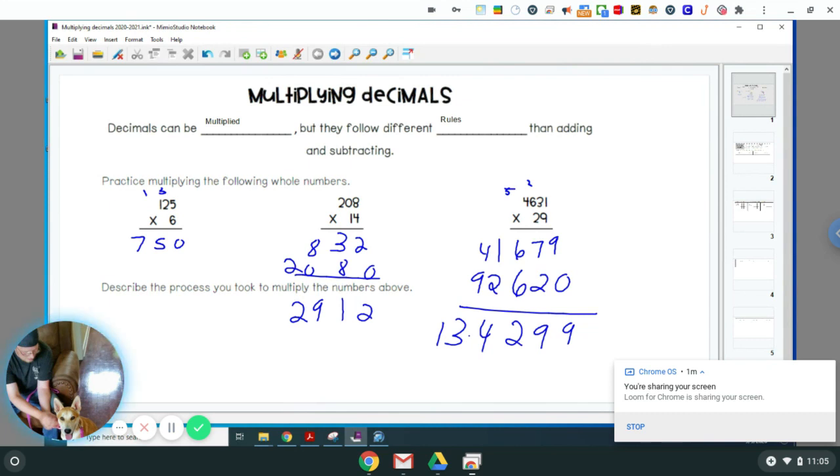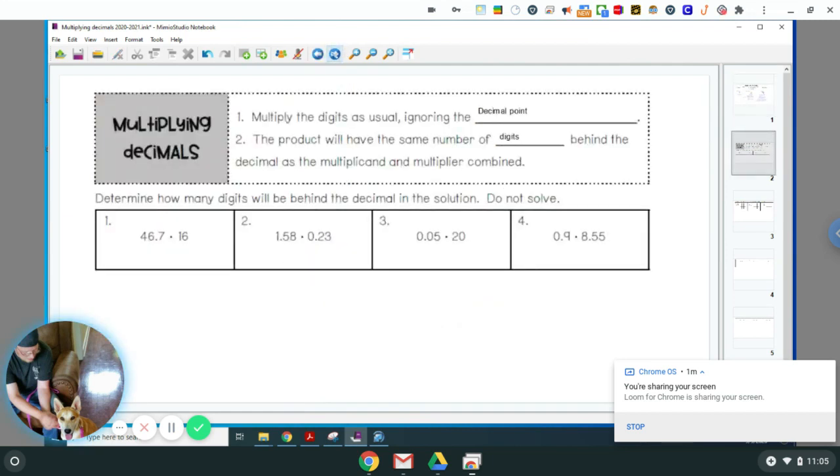So when you multiply these, they follow the same pattern that you're used to, right? When you actually multiply decimals, they follow the same exact pattern because you don't worry about the decimal place until after you multiply it. So let me introduce a decimal. Multiplying the digits as usual, ignore the decimal point.